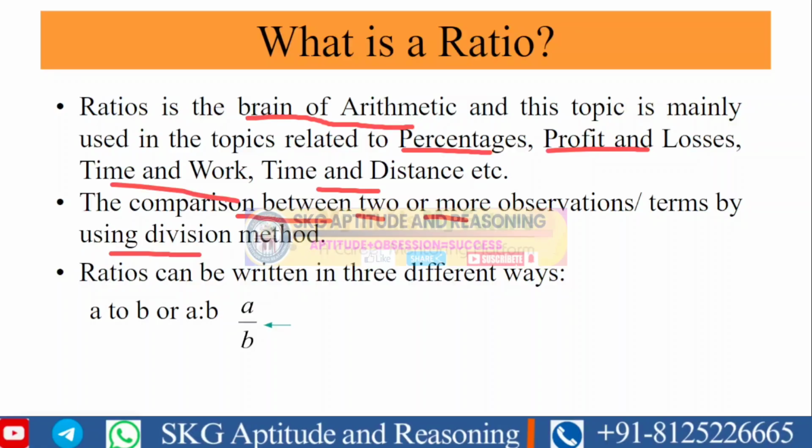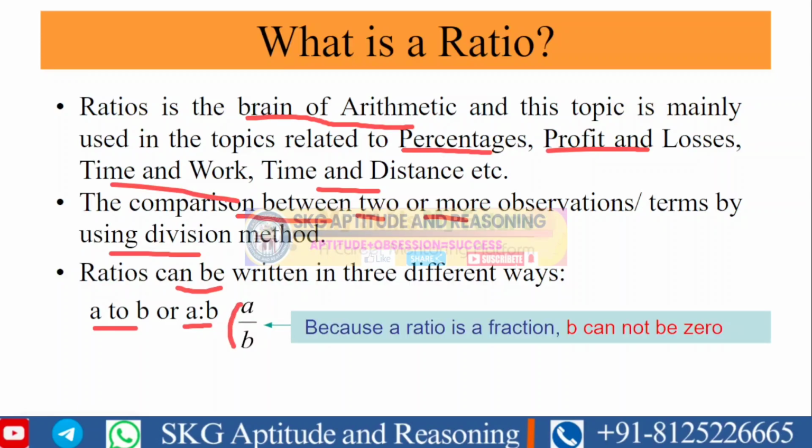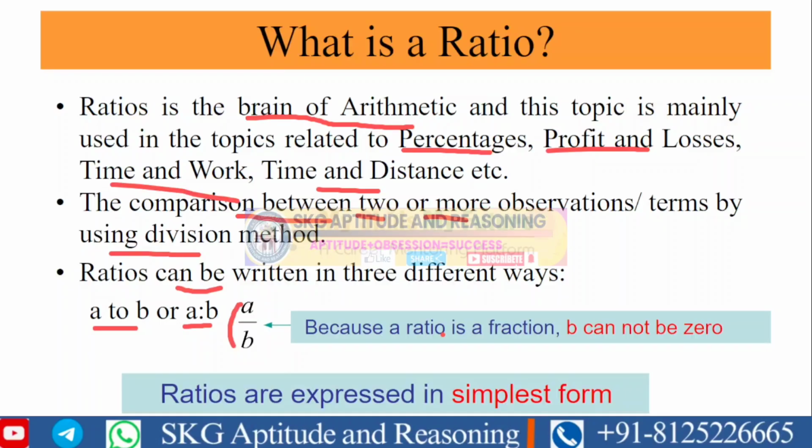Let's see the clear explanation regarding that definition. The next slide. So ratios can be represented in different ways. One way of representation is A by B. When we represent it like A by B, the value of B cannot be zero. Why? Because a ratio is also a fraction. Next, ratios can be expressed in the simplest form by eliminating the common element present between those numbers or those observations. Let's see some examples related to ratios.